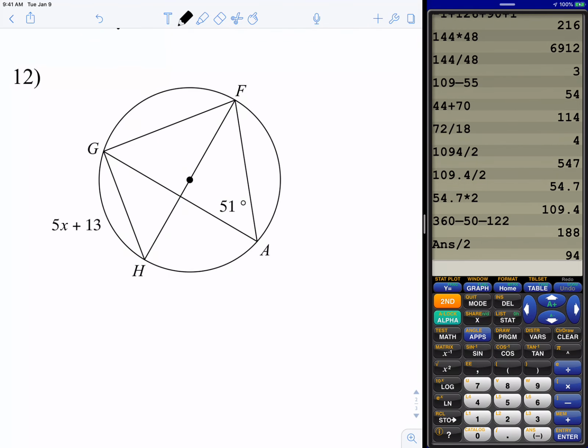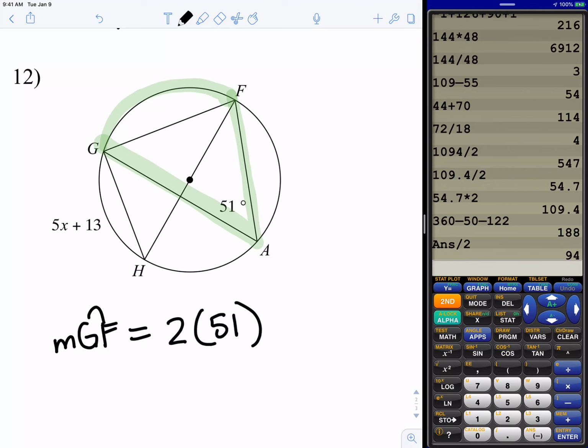All right, this one looks a little bit more complex, but if you get those highlighters out and you start highlighting arcs and angles, it's going to make it a lot easier for you. So I'm going to highlight the 51-degree angle. So that's where I started. And the reason I would do that is because then I can identify the arc that goes with that 51-degree inscribed angle. All right, the arc is 2 times the inscribed angle. So this is 102 degrees.